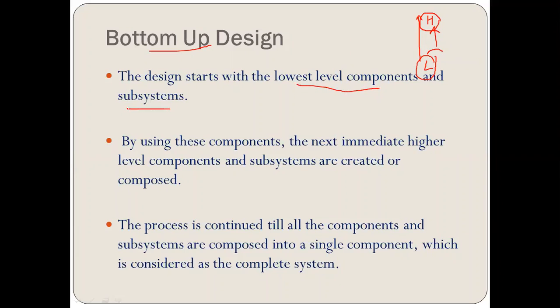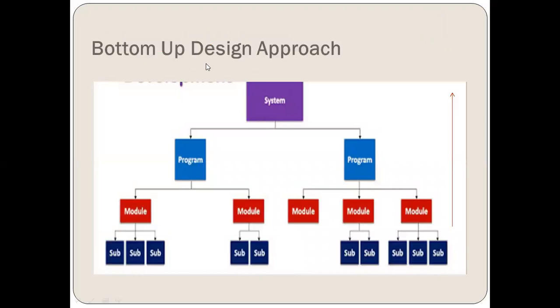So the design starts with the lowest level components and subsystems. You can call them small sub-modules, subsystems, or lowest level components. These are one and the same thing. By using these components, the next immediate higher level components and subsystems are composed. So we are going to repeatedly integrate those subcomponents till I reach a single component. The process is continued till all the components and subcomponents are composed into one single component, which is considered the complete system.